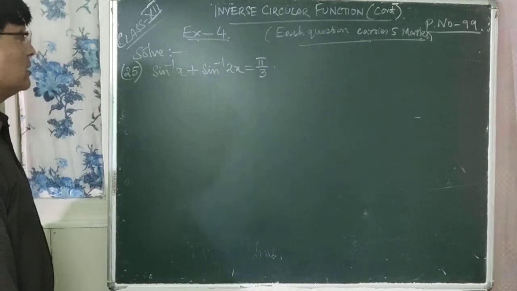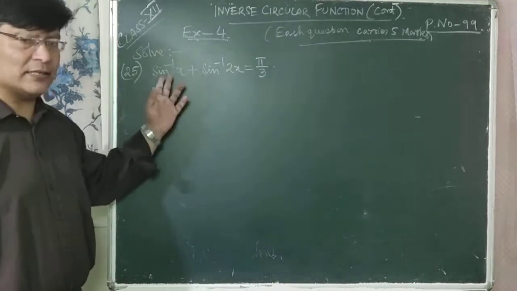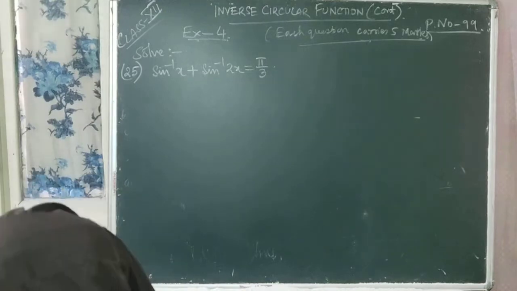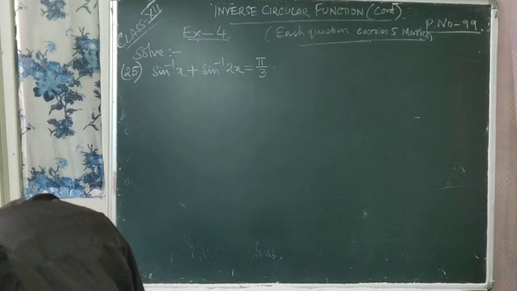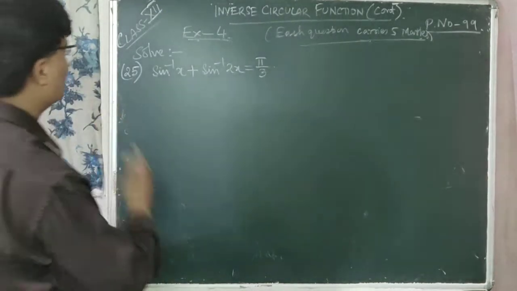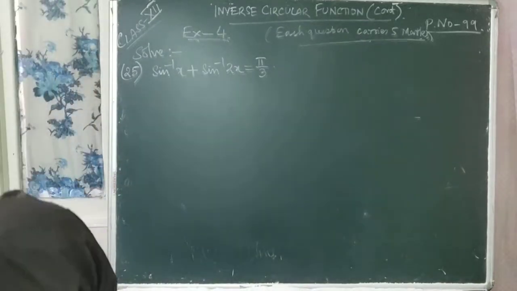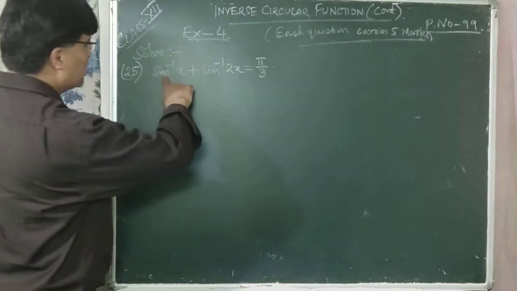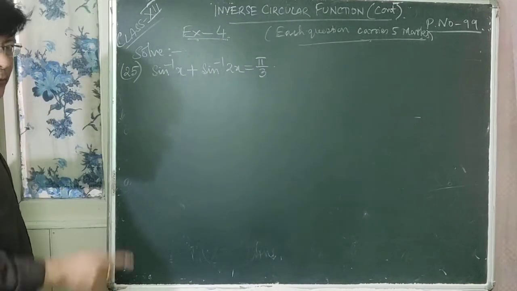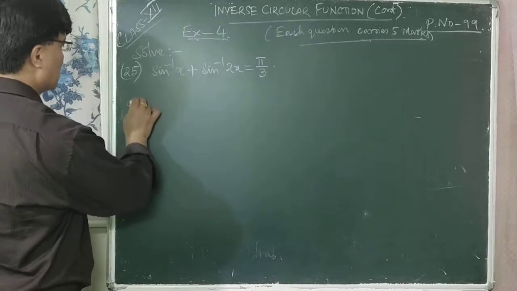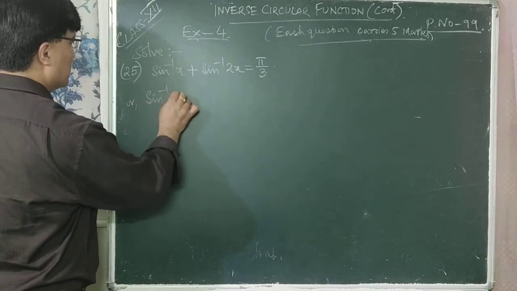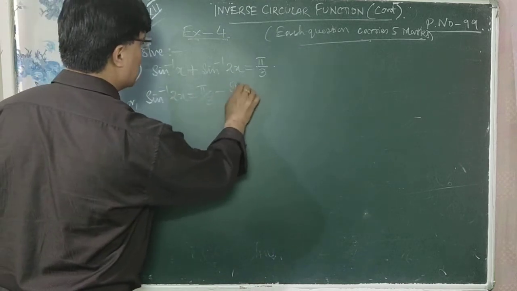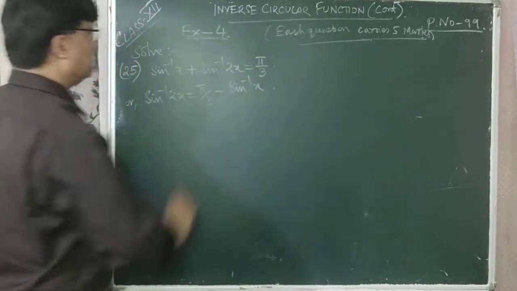So what we will do here is, let us take this sin inverse x to the right hand side, as we have done in question number 22. It is similar to question number 22, okay? So let us take this sin inverse x to the right hand side. It becomes minus sin inverse x, isn't it? So, sin inverse 2x is equal to pi by 3 minus sin inverse x.